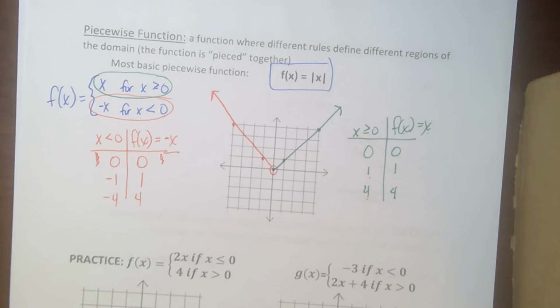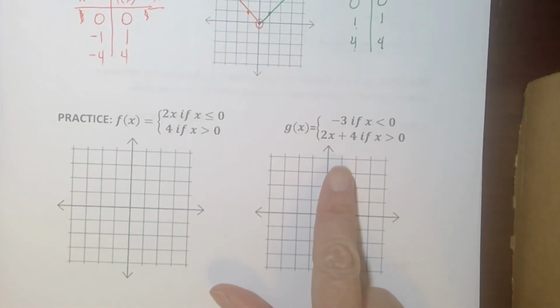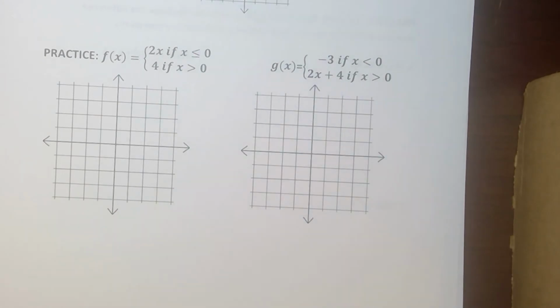All right. We are going to do, you know what? We are going to do one more example of these, and I think we're going to do g of x. For g of x right here, this is the one we're going to do the example of. We're going to do this piecewise defined function together.